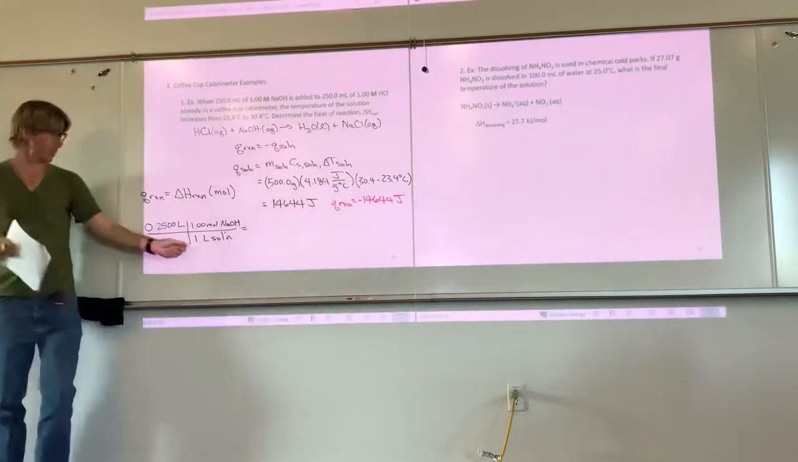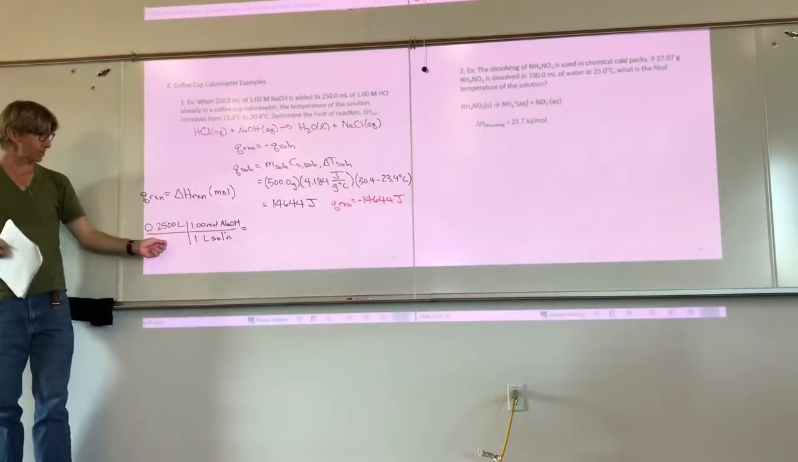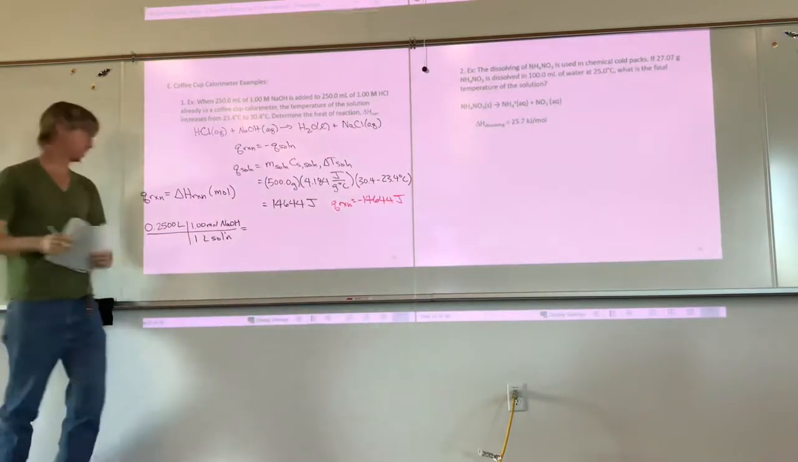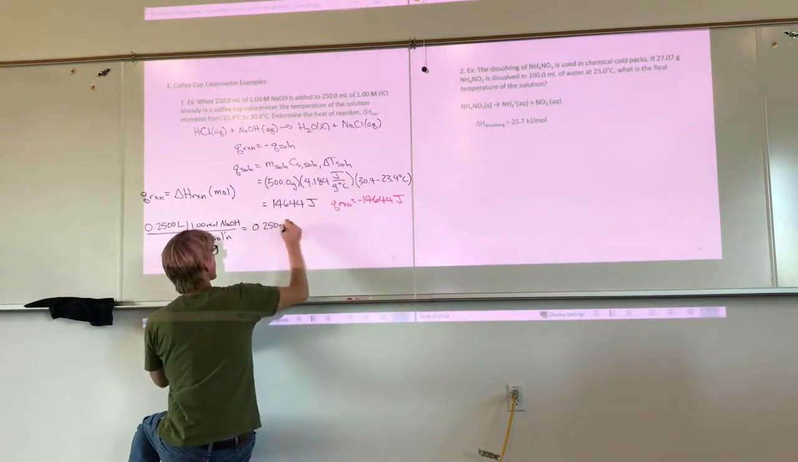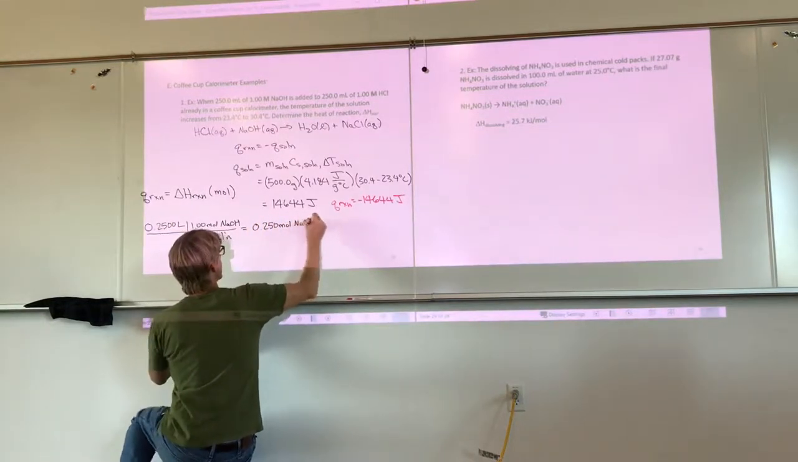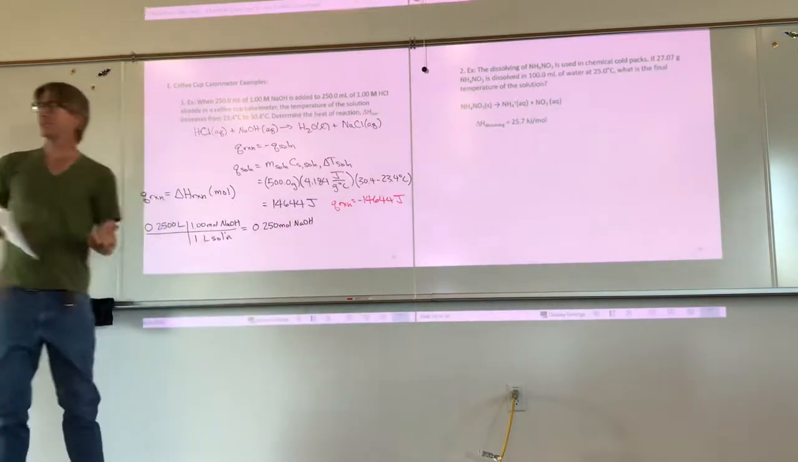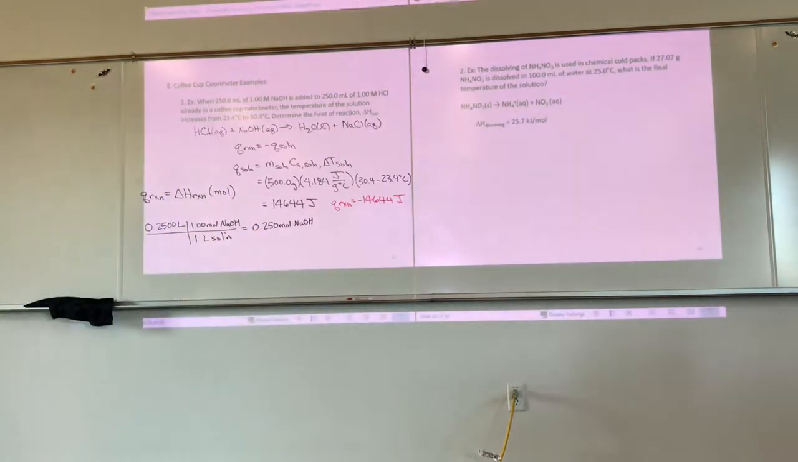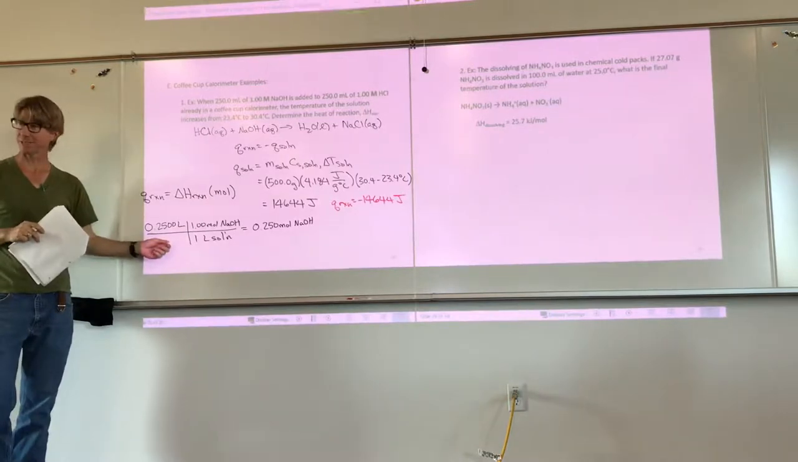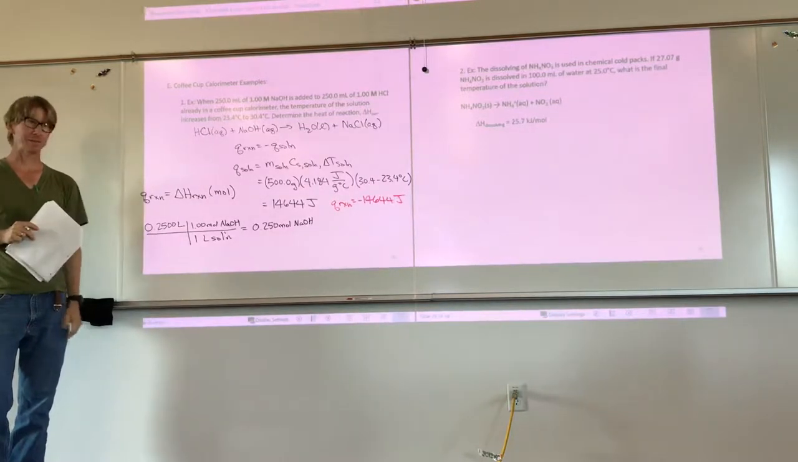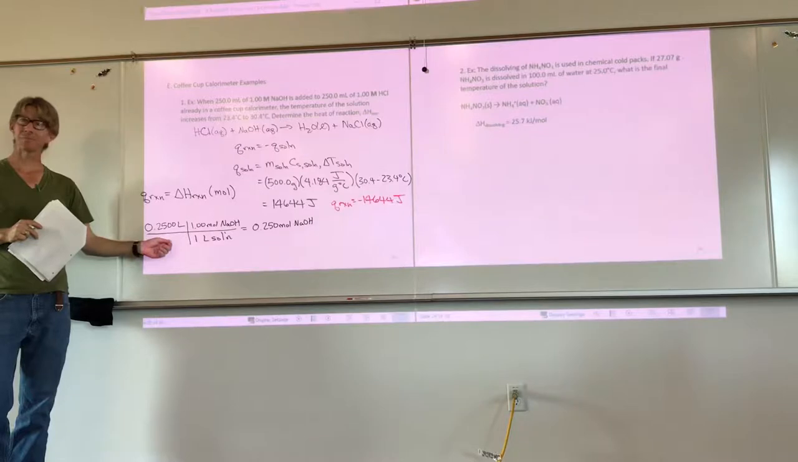Pretty simple, straightforward math. I get 0.250 moles. And I did that with sodium hydroxide. I could have done it with HCl for this particular problem. In future problems, and certainly on the discussions and homework, you'll see you have to find the limiting reactants. In this case, they're both limiting. Any questions about that?